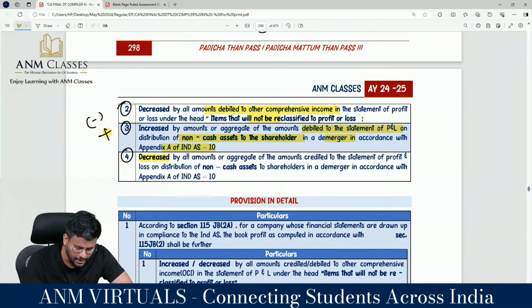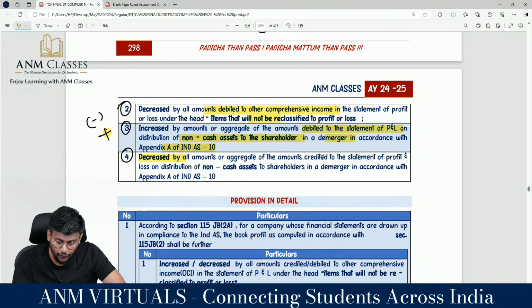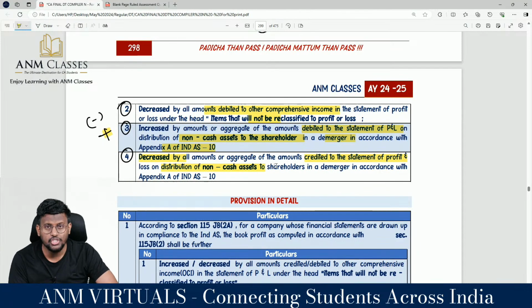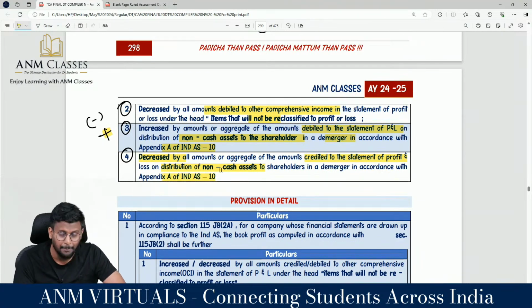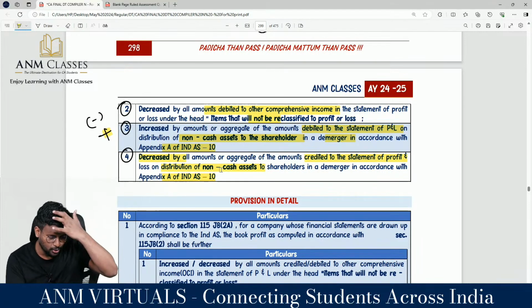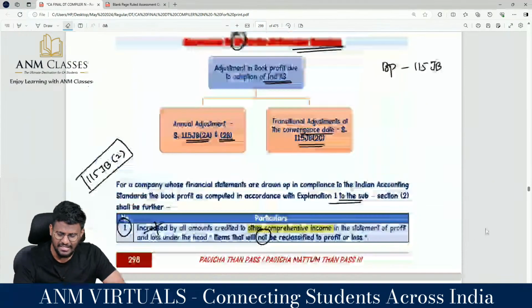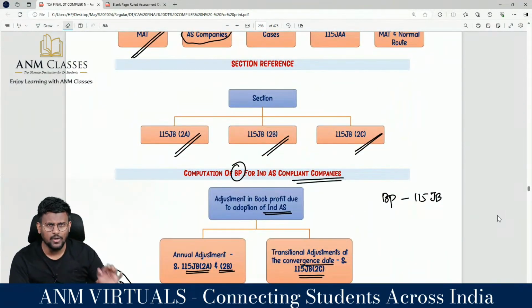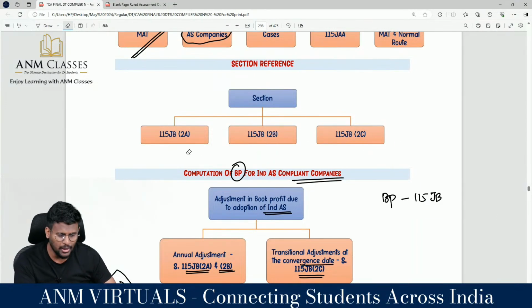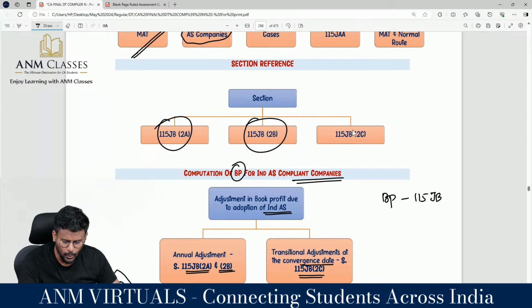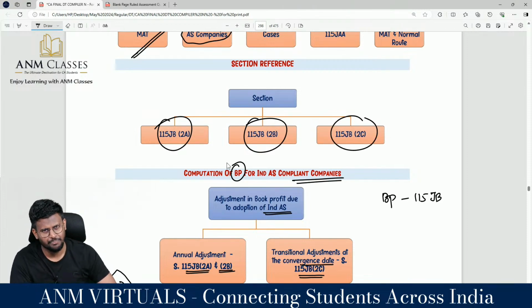So decreased by all the amount or aggregate of amount credited to the statement of P&L on distribution of non-cash item to shareholder in a demerger in accordance with Appendix A of Ind AS 10. Brilliant to the core. So only two adjustments, my dear lovable students. Ind AS means 3 sections are there: 115JB subsection 2A, 115JB subsection 2B and 115JB subsection 2C.